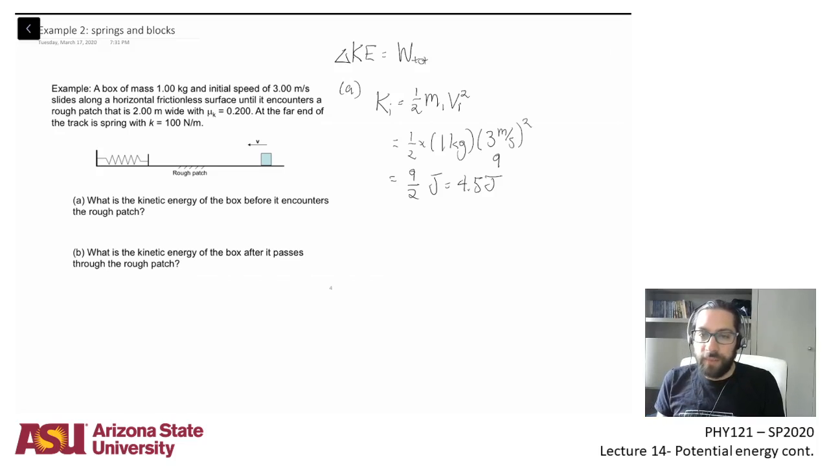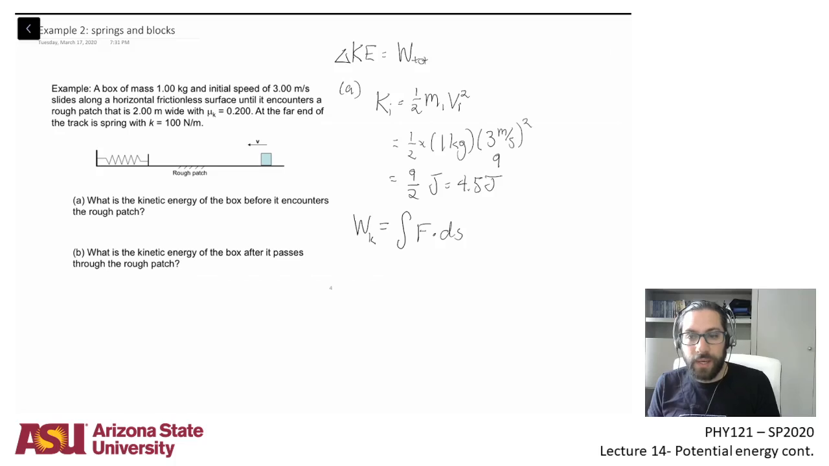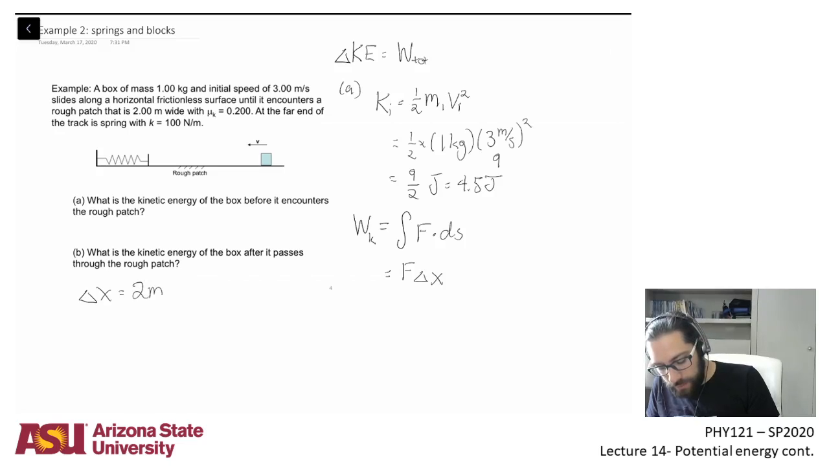Then we encounter a rough patch that's 2 meters wide with a coefficient of kinetic friction of 0.2. Okay? So remember, now the total work done by the kinetic friction is the integral of the force over the distance. In this particular case, the kinetic friction force is constant, right? So this is just going to be F delta x, okay? We know delta x is 2 meters.